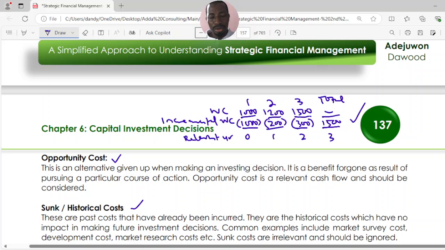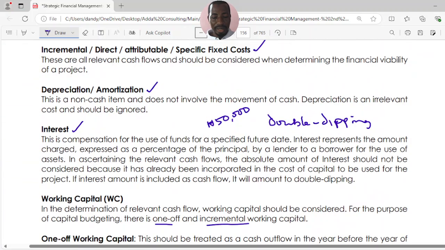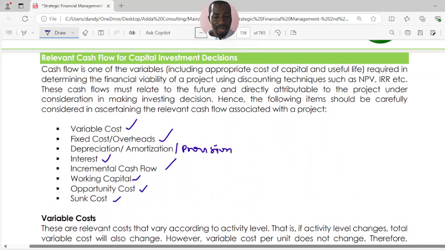So this is how to treat an incremental working capital. I think we are done with all the explanation of relevant cash flow. So take your time to review the material to gain more insight.